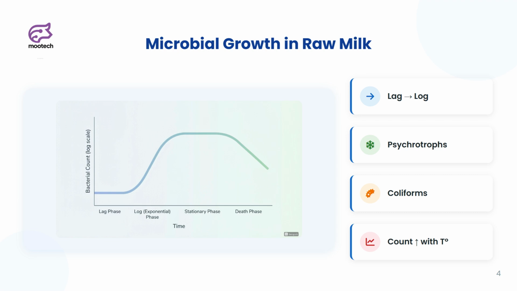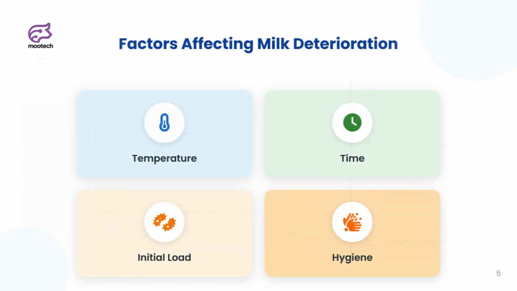Milk deterioration depends on four major factors. Temperature is the most critical. Higher temperature accelerates microbial growth. Time is equally important. Longer holding time increases bacterial count. Initial microbial load determines spoilage speed. Poor hygiene practices increase initial contamination. Finally, hygiene practices influence overall quality. These four variables together determine milk stability.